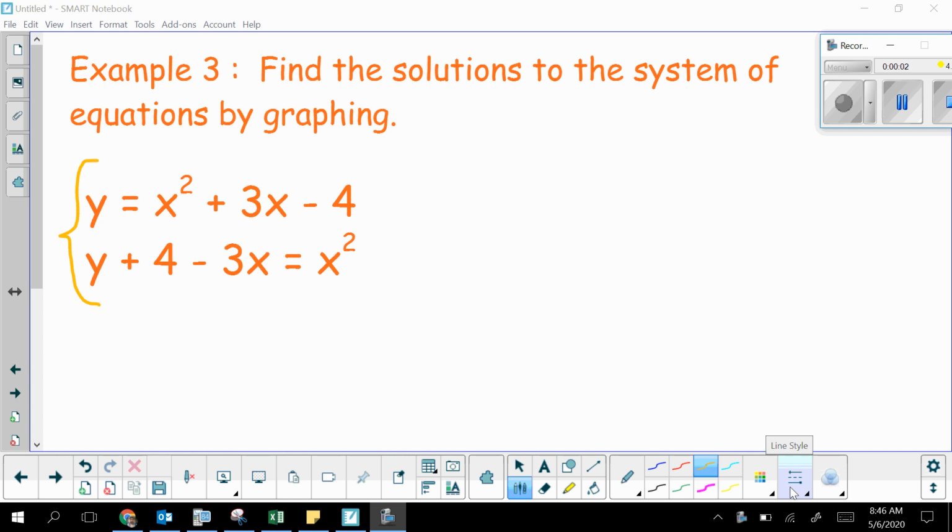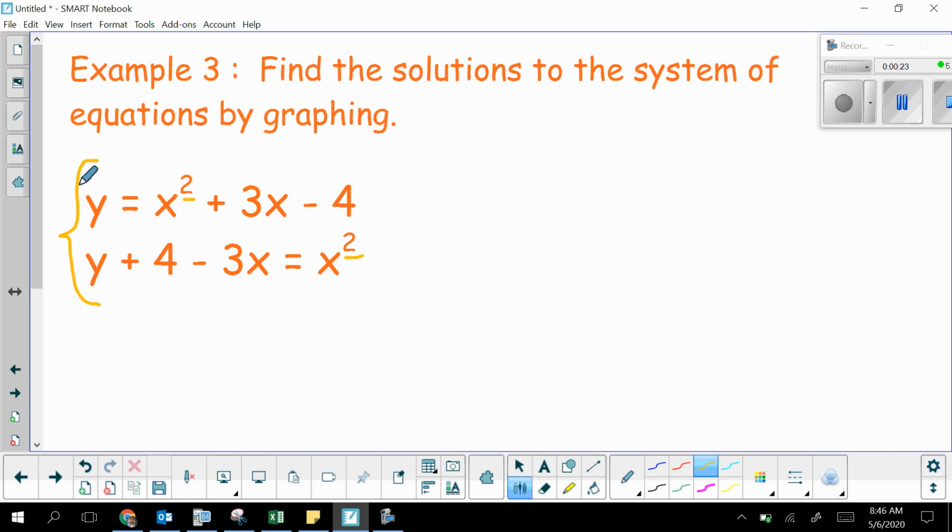All right, let's take a look at this example. Example 3, find the solutions to the system of equations by graphing. Once again, here we have two equations in our system. Both of them are going to end up being quadratics. And we know that because x to the second and x to the second, here and here.